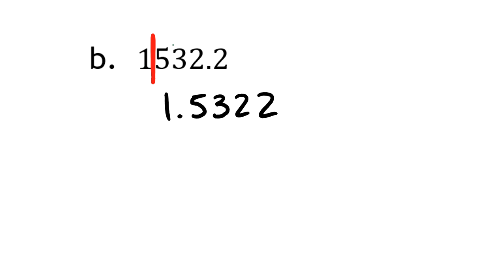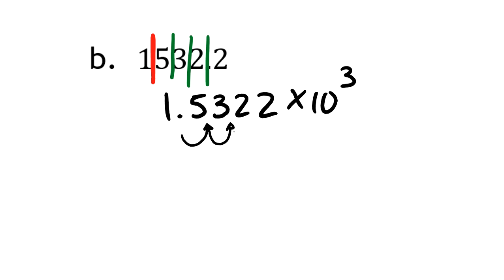And this time, because it's getting larger, I'm multiplying by tens. I need to move it 1, 2, 3 places to the left. So I'm going to multiply this times 10 to the third power, because each time I multiply by a 10, this decimal is conveniently just moving over 1, over 1, and over 1. So that's my answer, 1.5322 times 10 to the third power.